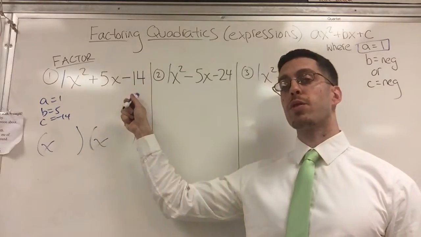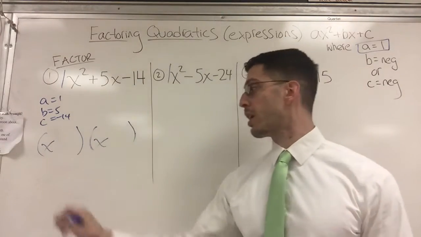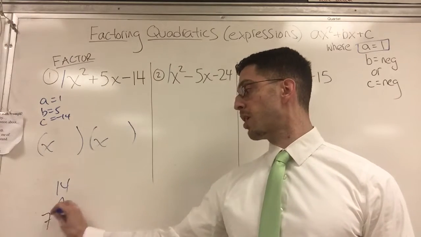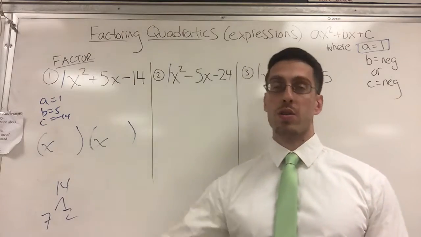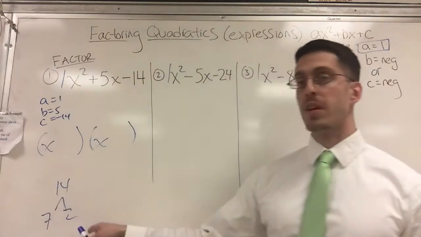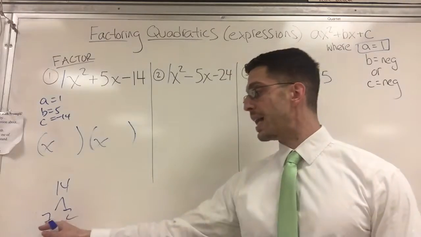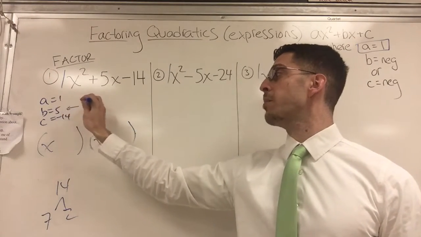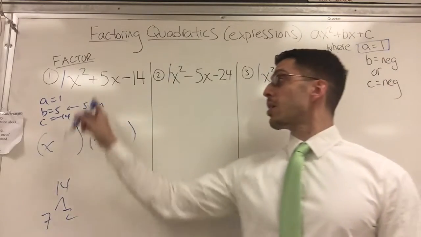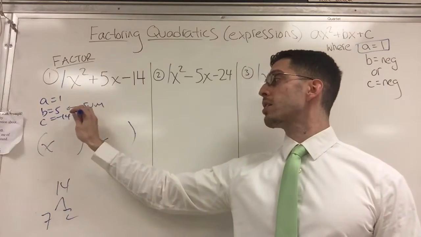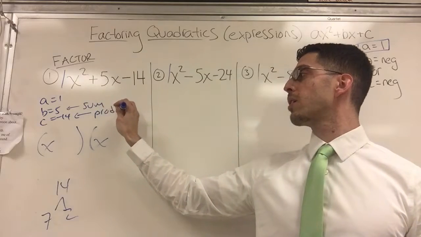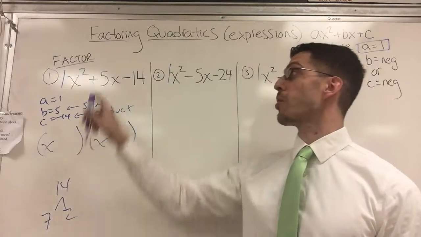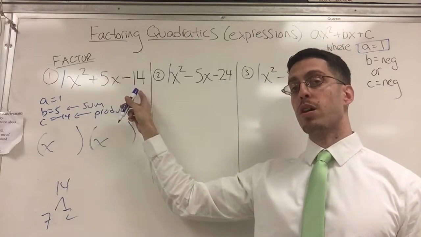Now I'm looking at the negative 14 and I'm thinking in my head, or you can even write it out, what are the factors of 14? Lucky for me, it's really only 14 and 1 or 7 and 2. So I'm going to go with 7 and 2, and here's why. When I add these together, that gives me the b, the sum. So my sum is b, which is 5, and my product is c, which is negative 14. And I said that in my last video also: the middle number is your sum, the last number is your product.